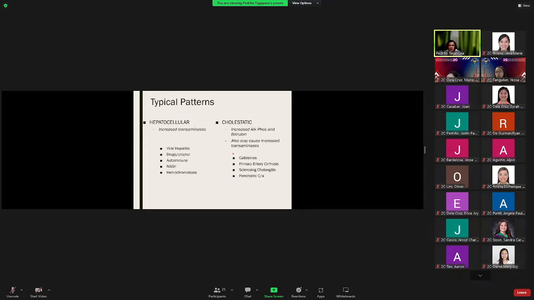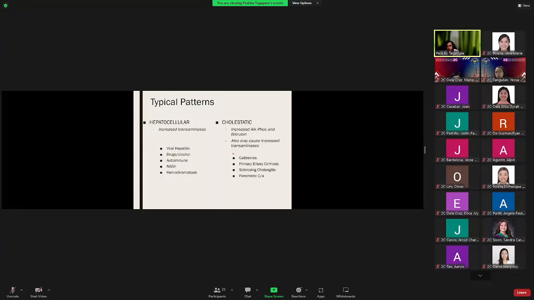Okay, now these are the patterns of the different tests derangement. So when it is hepatocellular, when it's the transaminases that are primarily increased, it's probably hepatocellular. And what are those diseases? Your viral hepatitis, your drugs and alcohol, autoimmune hepatitis, NASH, and your hemochromatosis.